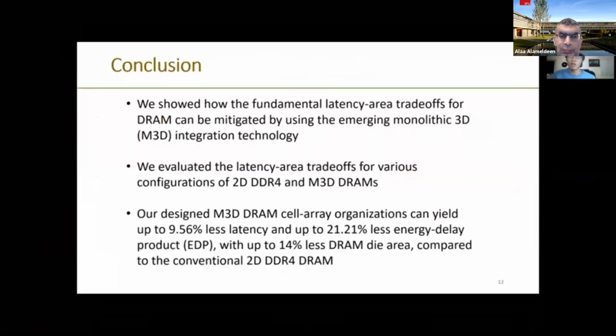In conclusion, we show how the fundamental latency-area trade-off for DRAM can be mitigated by using M3D technology. We evaluate the latency-area trade-off for various configurations. Our design is quite beneficial. Thank you.